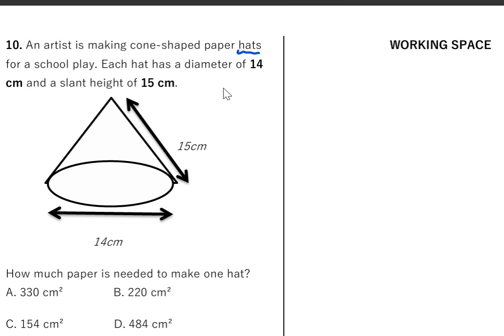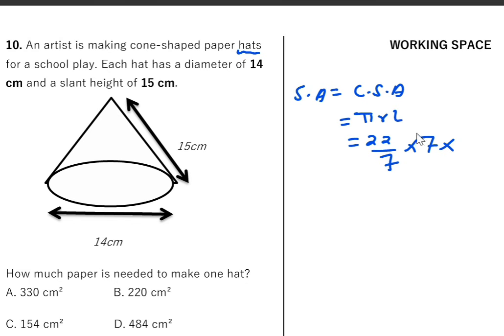So a hat is worn on our head, and therefore it means that here at the bottom it is open, it goes onto the head. And therefore, the surface area of this cone, we don't include this part. We don't include the circle because it is an open cone. You know that surface area will be the curved surface area of this cone. So curved surface area is given by pi RL, where R is the radius and L is the slant height. So pi is 22 over 7 multiplied by the radius. The diameter is 14, we divide by 2 to get radius 7, multiplied by slant height, which is 15.